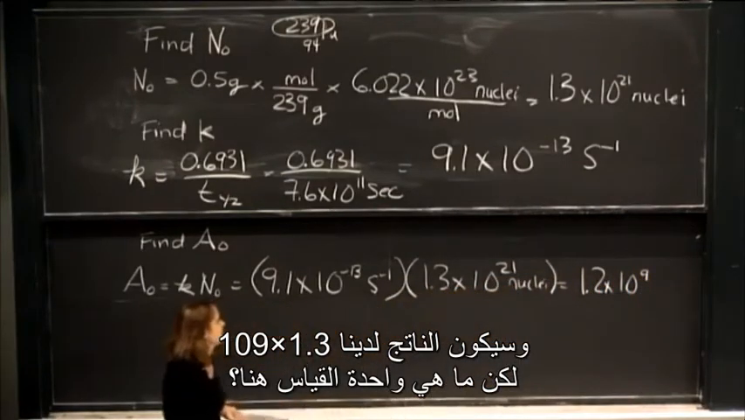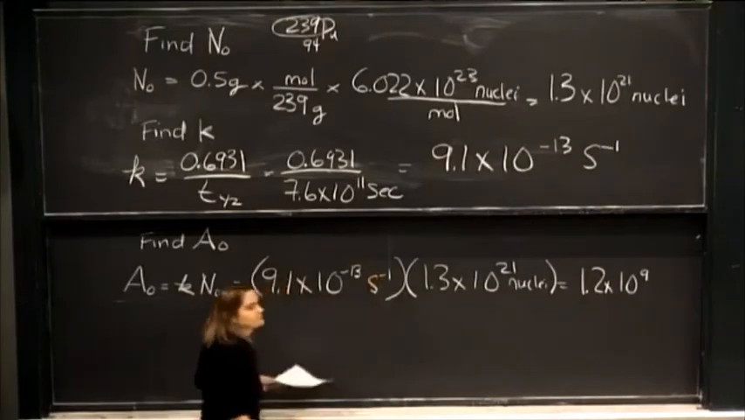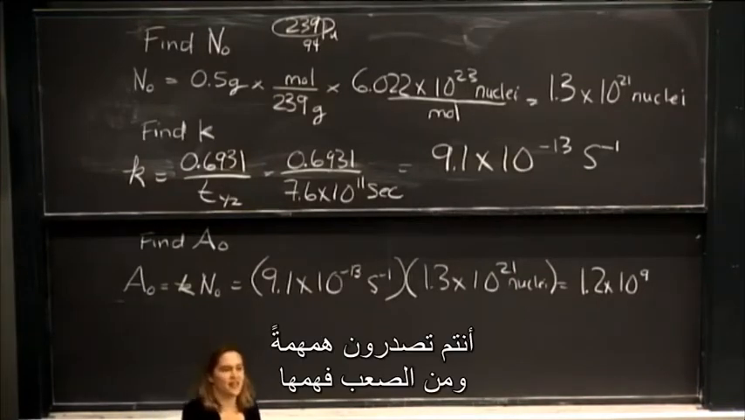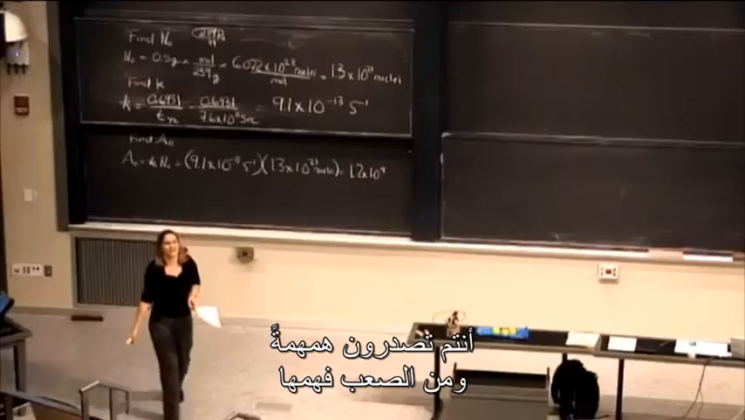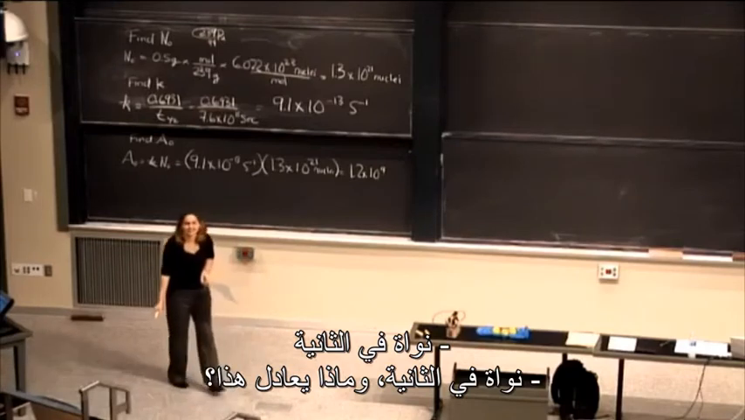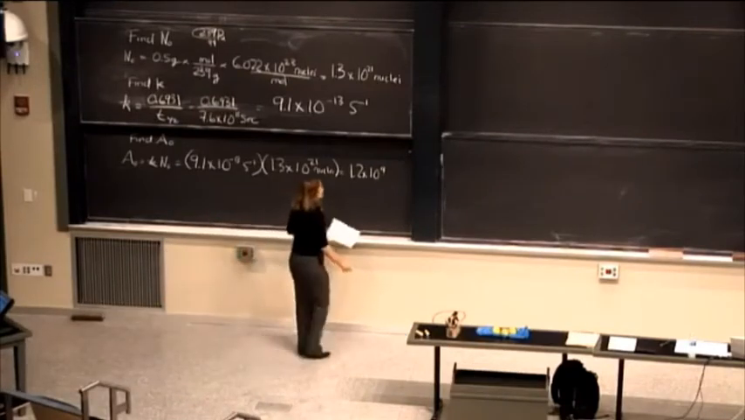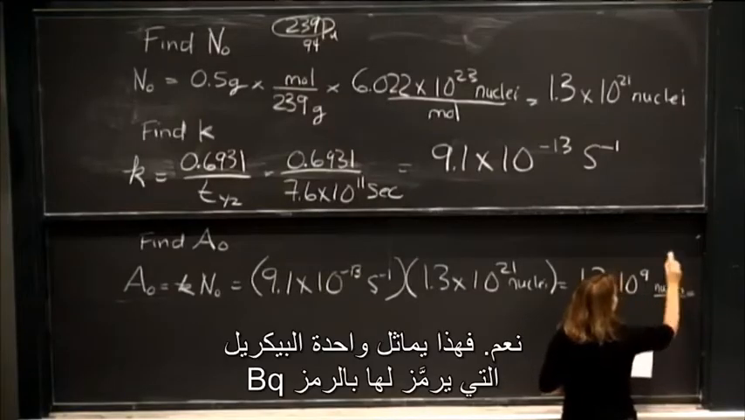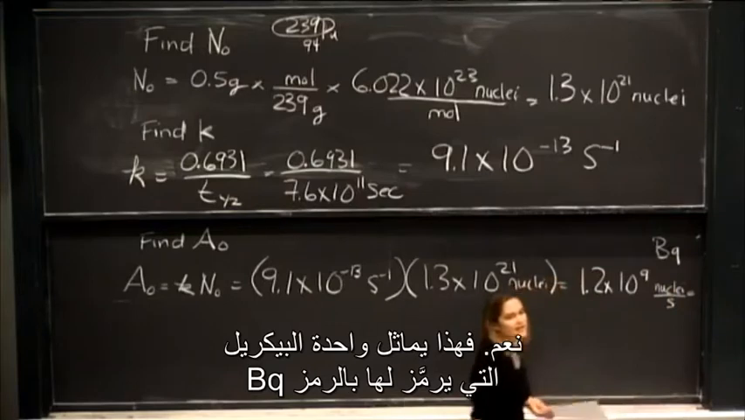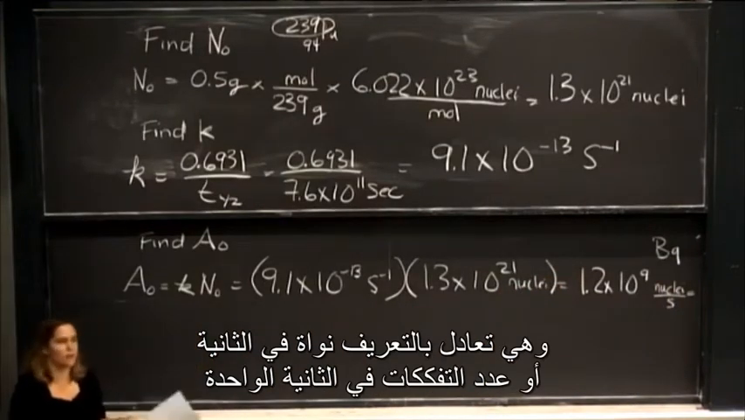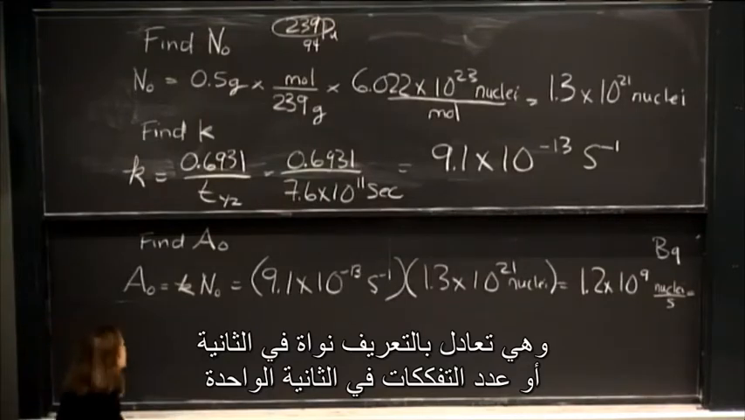And what are the units here? Nuclei per second, which is the same as what? That's equal to something else. Yep. So that's the same as the Becquerel, or the Bq. So it's defined as nuclei per second, or number of disintegrations per second.